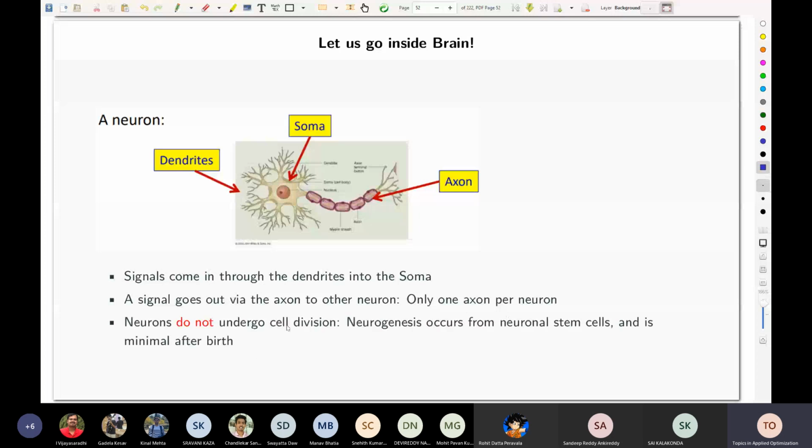One more interesting thing to note here is that neurons never undergo cell division. Have you wondered why? Neurons never undergo cell division. So once you have the neurons, they are there. They will never go through cell division like other cells in our body. And neurogenesis occurs from the neuronal stem cells, and it almost stops after birth.